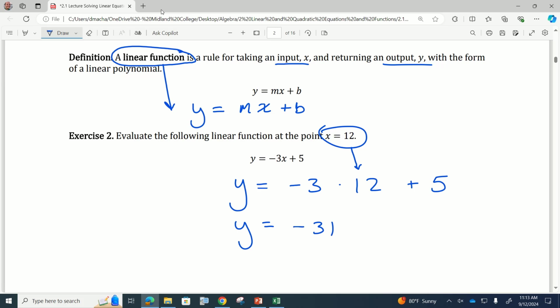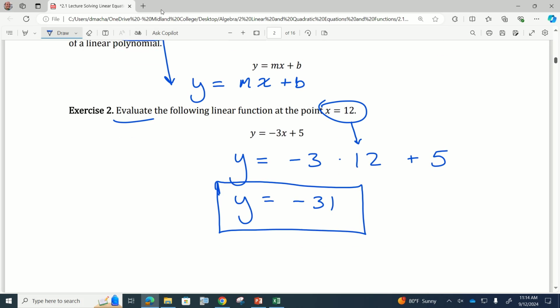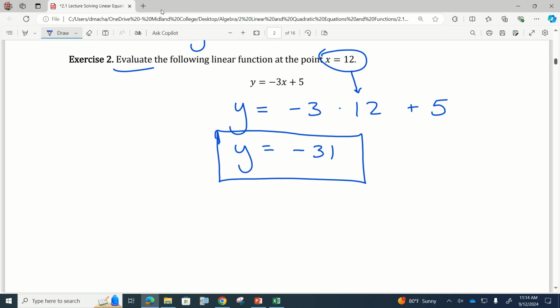That means when you give me the input value 12, I give you the output value -31, and that's how a linear function works. And that's what you do if I ever ask you to evaluate a linear function. Does that make sense? Evaluate means you plug in the x value and you calculate the y value.